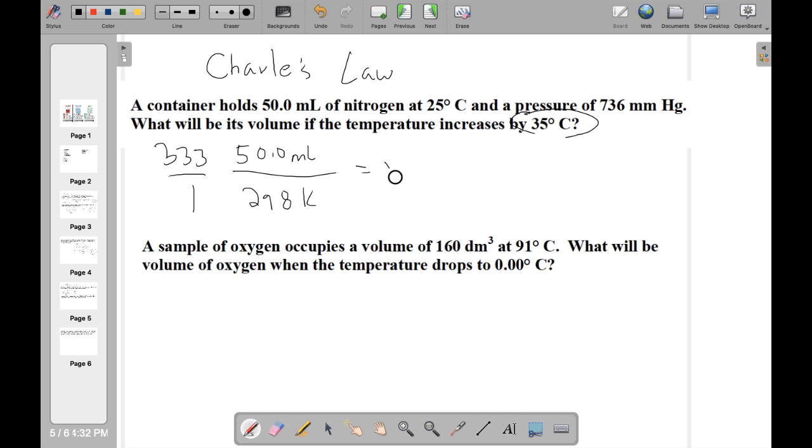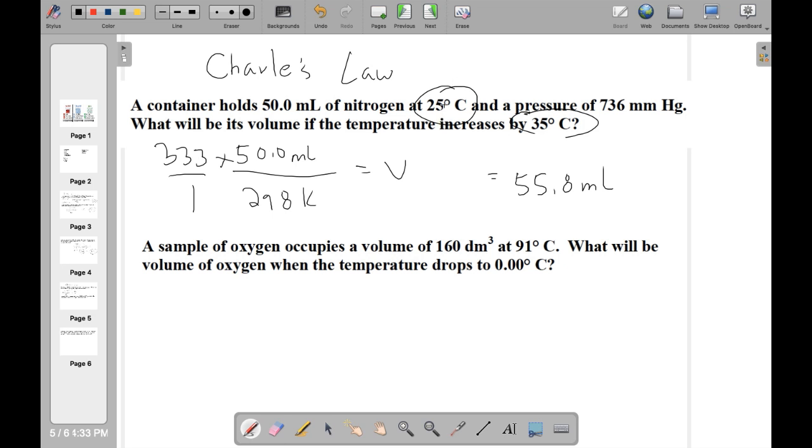I'll just rewrite it like this. My volume will equal 333 times 50.0 milliliters divided by 298. And if I do that math, I will get 55.8 milliliters. Now you're probably thinking, what about this temperature?